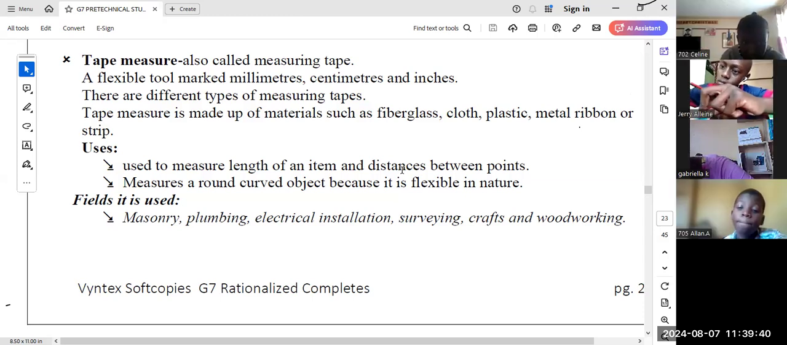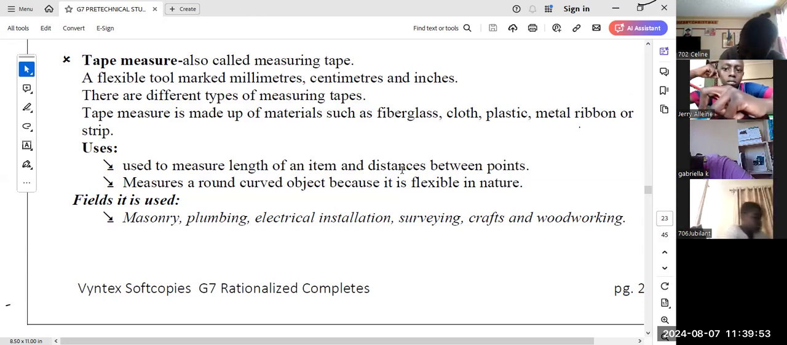You remember on Monday telling us we have two categories of tools, the measuring tool and the marking tool. You remember, right? Yes. So here we are looking at the examples of the measuring tools, then we will later look at the examples of marking tools.